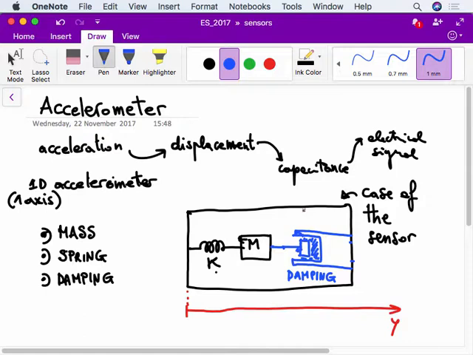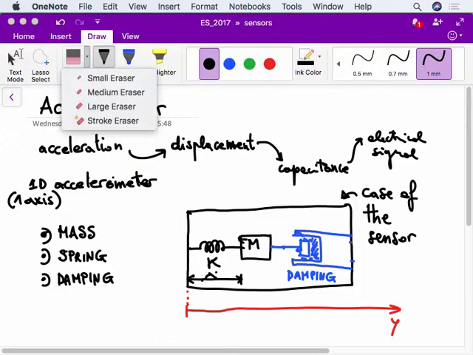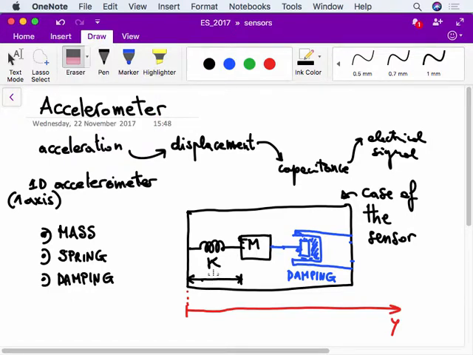Okay, let's assume that the relative position of the mass with respect to the case is x. So to be more precise, let me change this a little bit. Let me call this 0. So y is the position of the case with respect to the origin, and x is the position of the mass with respect to the case.